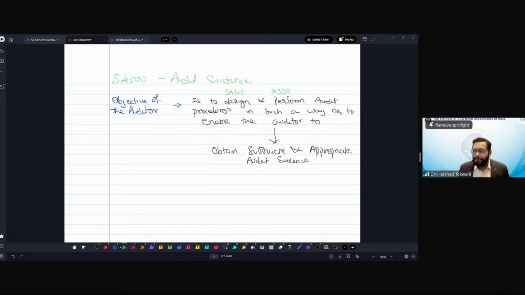Now the question comes: what is audit evidence? The basic thing that we need to understand. Can anyone tell me what you think audit evidence is? Audit evidence is the kind of information that we collect to give a basis for our opinion and conclusions. It can be financial information or other than financial information. Okay, very good. Anyone else? What is audit evidence?